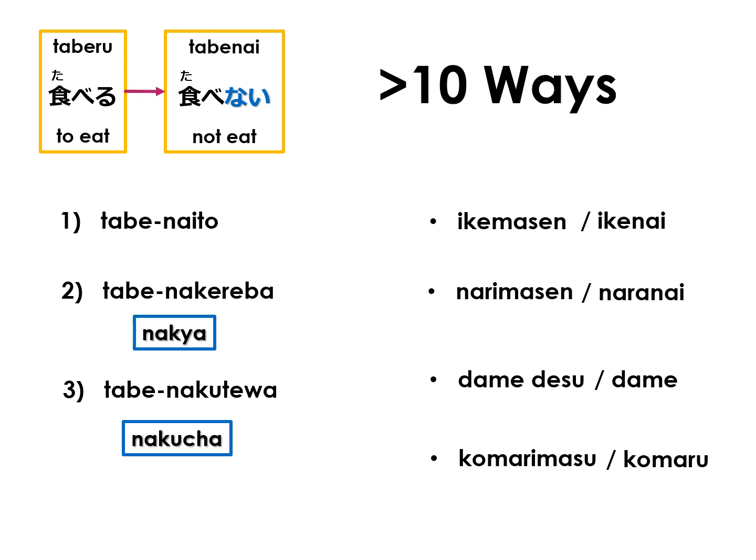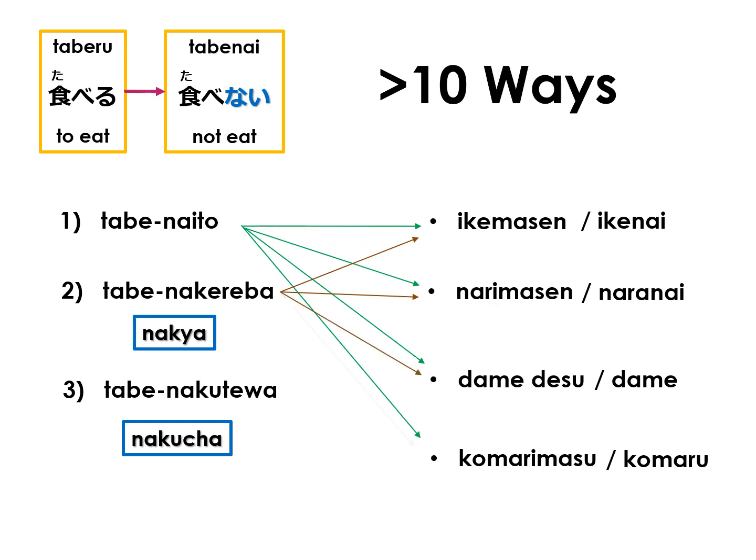So to say must eat, I can say tabenai to ikemasen, 食べないとなりません。食べないとダメです。食べないと困ります。I can also say 食べなければいけません。食べなければなりません。食べなければダメです。食べなければ困ります。And last set 食べなくてはいけません。食べなくてはなりません。食べなくてはダメです。食べなくては困ります。Then of course the plain forms and using nakya and nakcha.